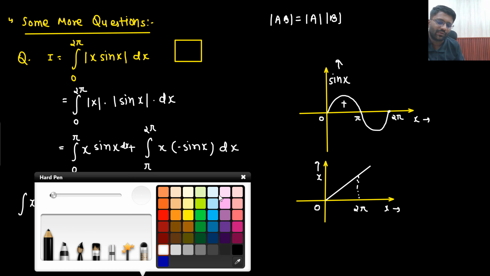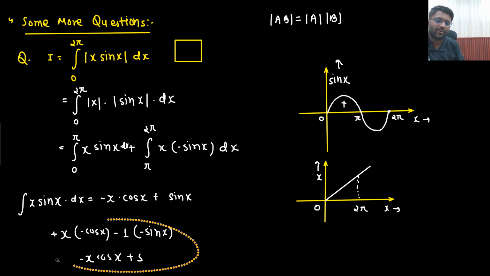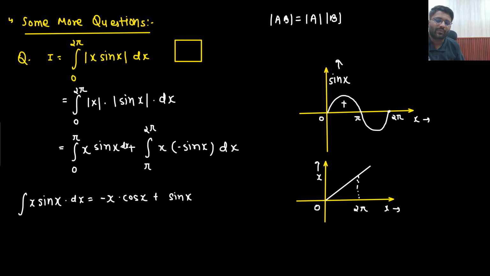This will be the answer. You can solve on your own, or I have told you the method as well. What is the method? x as it is, then differentiation of x will be 1, plus here, minus here, then integration of sine will be minus cos, then integration of minus cos will be minus sine. So what will be the answer? Minus x cos x plus sin x. This method also I have taught, no? So this will be the answer that you will get: minus x cos x plus sin x.